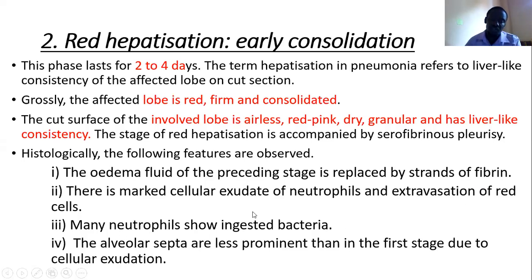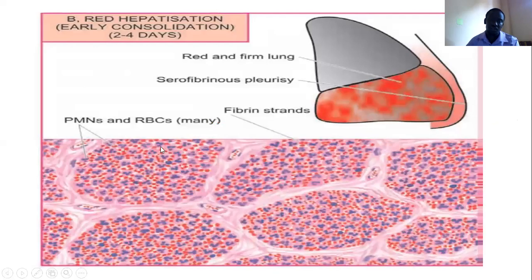So many neutrophils show ingested bacteria. If you check histologically, that's what you're going to get. And the alveolar septa are less prominent than in the first stage due to cellular exudation. So there goes a picture of that. In the previous picture, we had some neutrophils and erythrocytes. So here we have many of them. And then we have the edema fluid being transformed into fibrin strands.